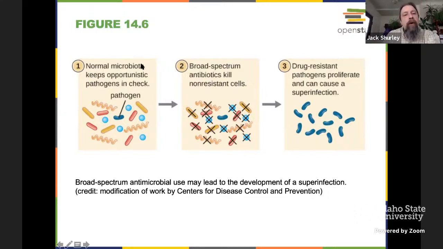You've got your normal flora, normal microbiota. This is the good guys, the stuff you want. It helps to keep the bad guys in check, all right? The opportunistic pathogens, those that, given the right circumstances, can cause some serious issues, all right?